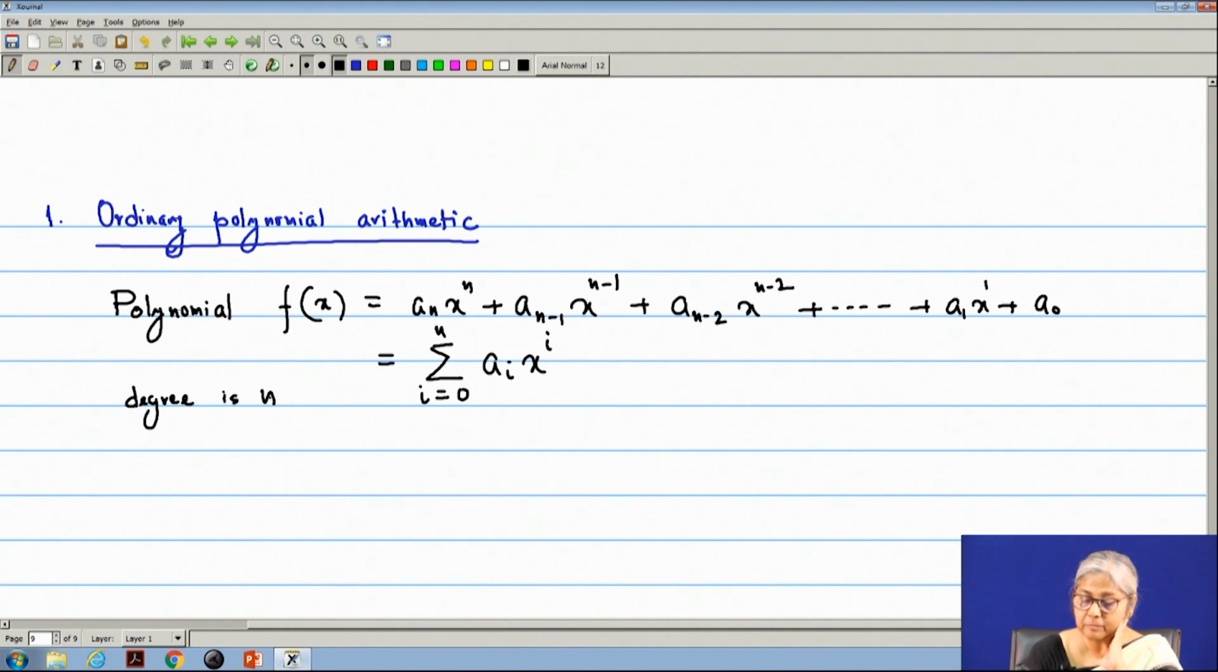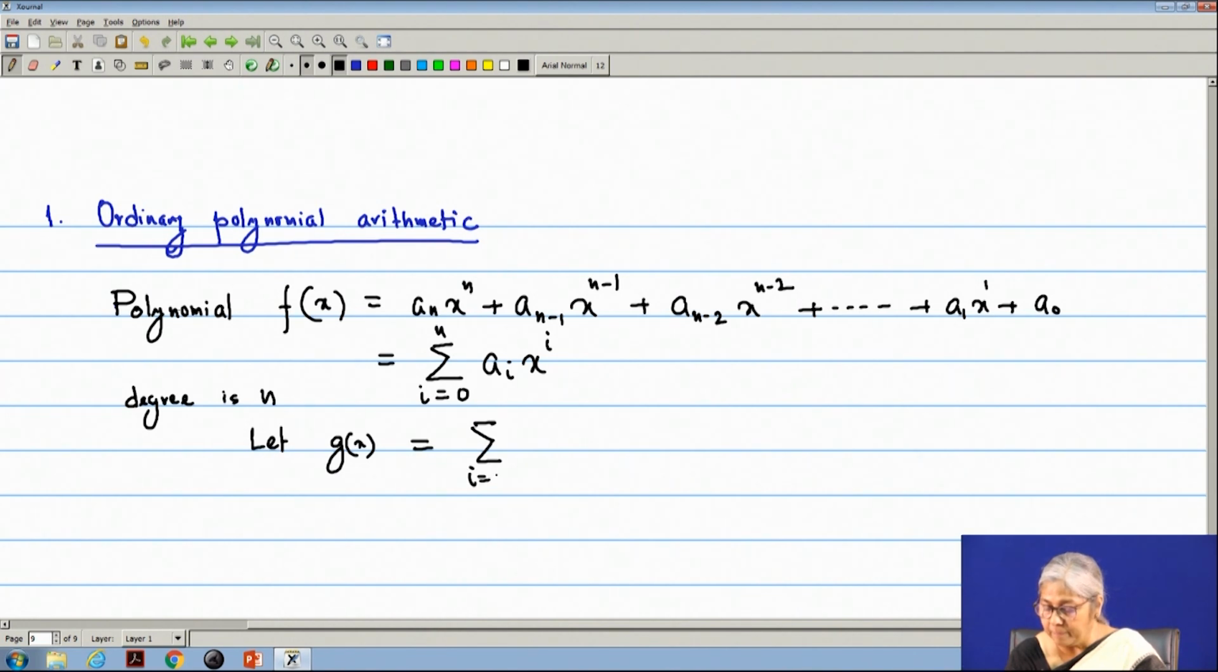Now, if I consider another polynomial g(x), so let g(x) be equal to another polynomial of degree m, say the sum from i equal to 0 to m of b_i x to the power i. That means g(x) here has degree m.